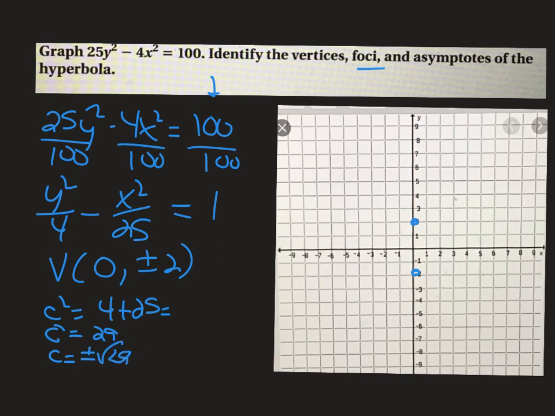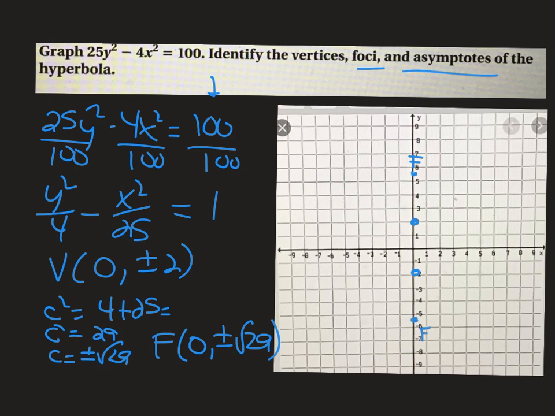Now the foci are always on the major axis, so when I write my foci, I'm going to use a 0 again, plus or minus square root of 29. That's what the foci are. Now square root of 29 is like 5 point something, so that's about right there. That's a focus. Negative 5 point something is about right there. There's a focus. And the last thing it says is the asymptotes.